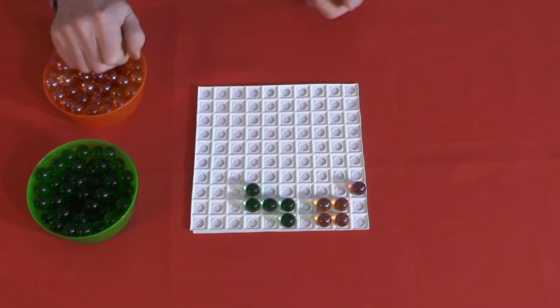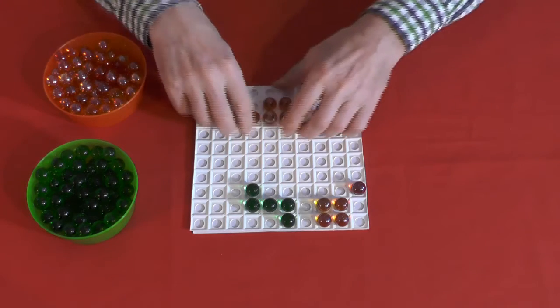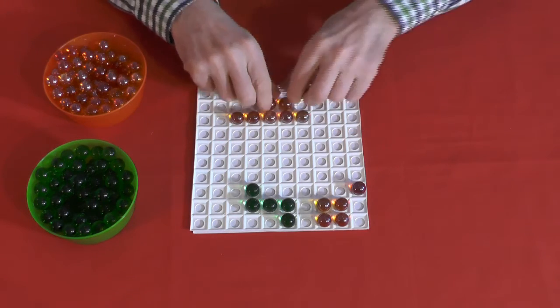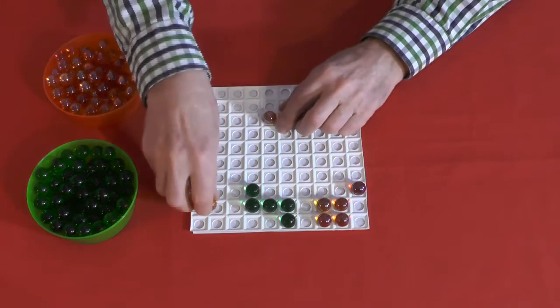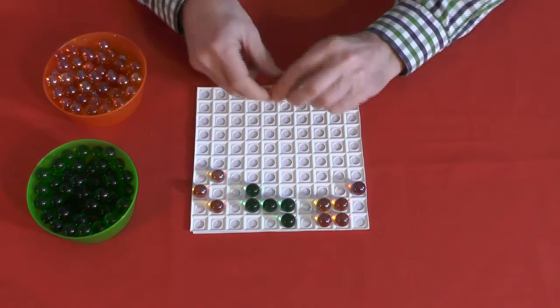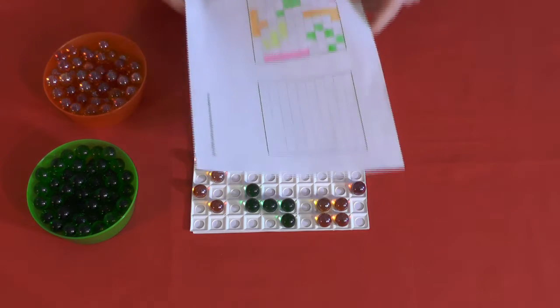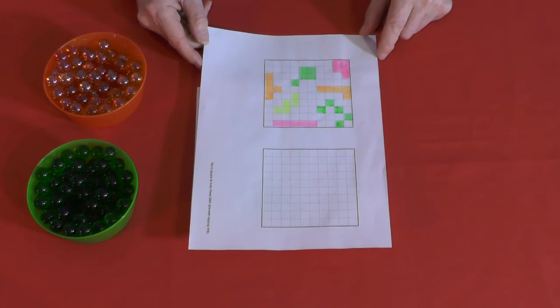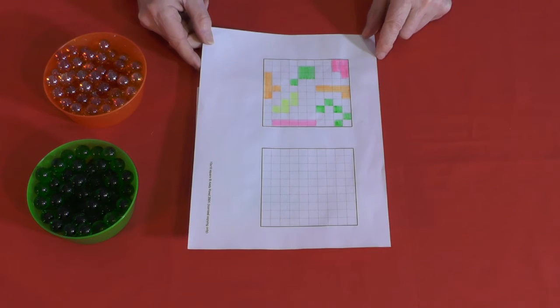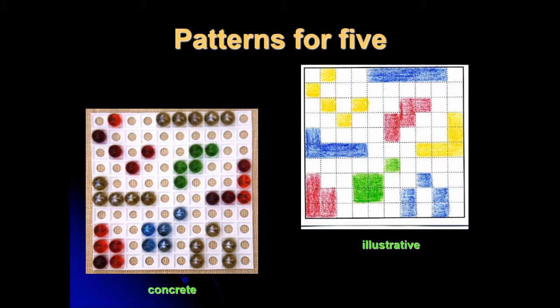Take another 5. 1, 2, 3, 4, 5. Put the rest back and keep space between them, making a shape that I haven't had yet until the square is quite full. Not too full, just nicely full. And then taking a sheet like this, which you can get from my website under downloads, and colour in the shapes that you have made.